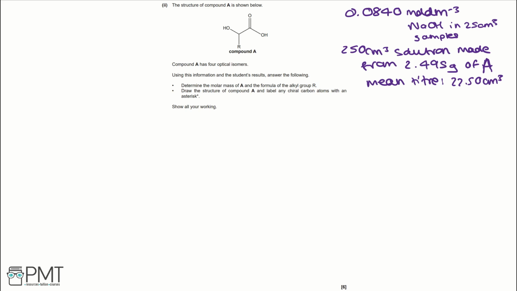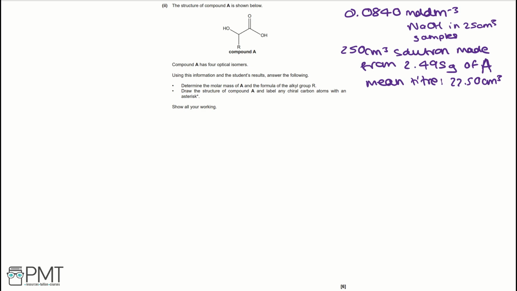The structure of compound A is shown below. Compound A has 4 optical isomers. Using this information and the student's results, answer the following. 1. Determine the molar mass of A and the formula of the alkyl group R. 2. Draw the structure of compound A and label any chiral carbon atoms with an asterisk. Show all your working. So here I've just taken some key pieces of information from part A.